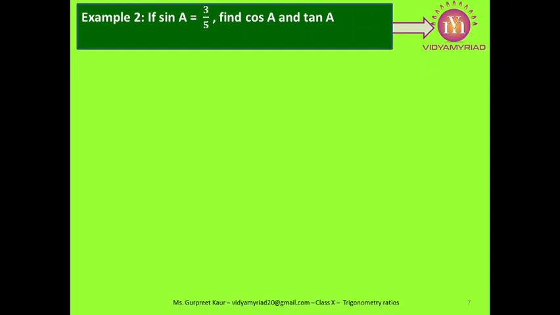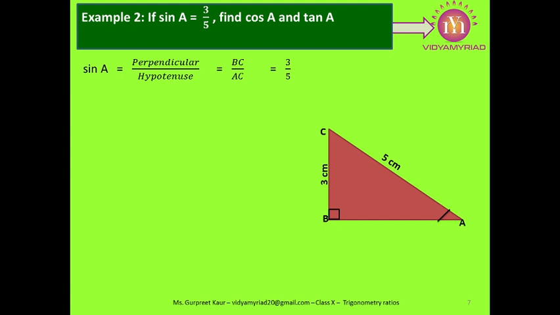Next example. If sin A is equal to 3 upon 5, find cos A and tan A. Now what does it mean? Sine is represented with P upon H, that is perpendicular upon hypotenuse, and according to the diagram we are given BC and we are given CA, but the base is not there. So how are we going to find the base? With the help of Pythagoras theorem.